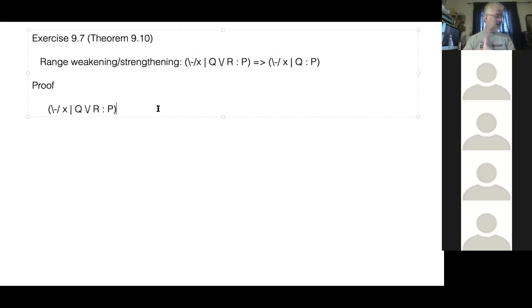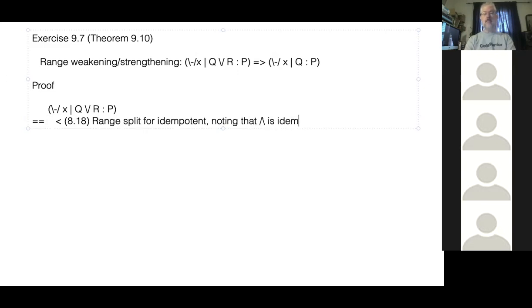16, 17, and 18 are all range split. And 8.18 is range split for idempotent. And that's really nice because in chapter 9, everything is either and or or, and and and or are both idempotent. So we can use 8.18 often in chapter 9. And here's a good example. So we'll use 8.18 range split for idempotent, noting that and is idempotent.